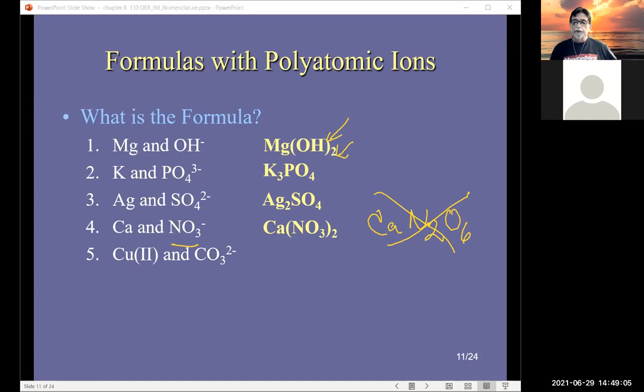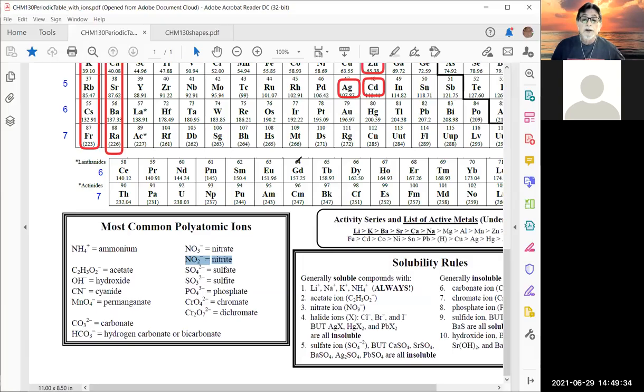Let me clear this up a little bit. Here, copper 2, Roman numeral 2. Again, that Roman numeral belongs to the copper, so its charge is a +2. So we got a +2, and then the CO3 is carbonate. Find that on the polyatomic ion table. Carbonate. Let me direct you to that just to refresh your memory.